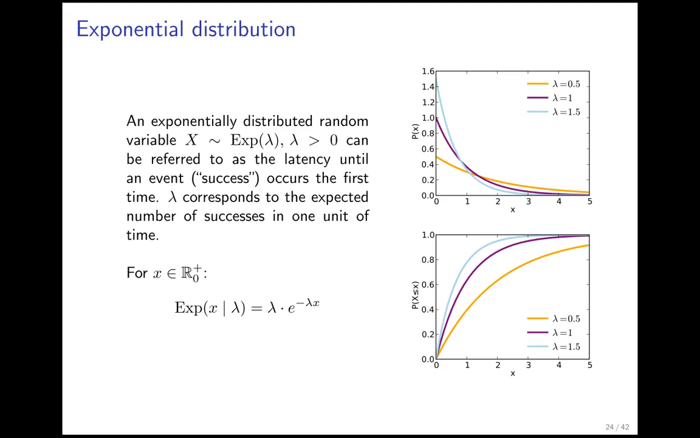And of course the waiting time is positive, because the time you start waiting is usually taken as 0, and then the PDF of the exponential distribution is very simple. It's just a scaled inverted exponential function.